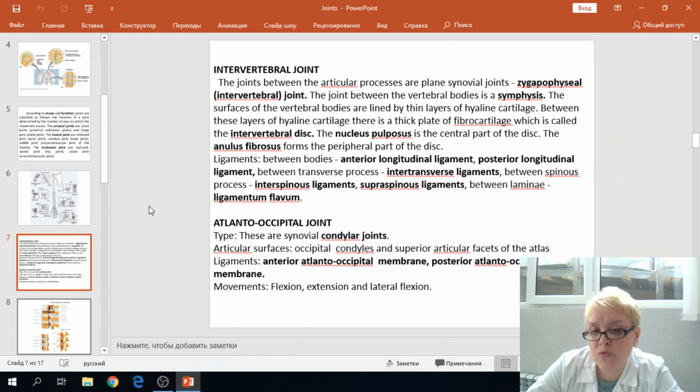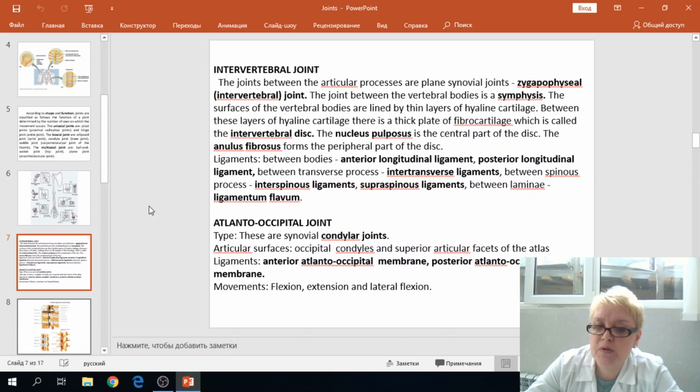The nucleus pulposus is the central part of the disc, and the annulus fibrosus forms the peripheral part of the disc. The ligaments of this joint: between bodies, we have the anterior longitudinal ligament on the anterior part of the bodies, and the posterior longitudinal ligament on the posterior part of the vertebral bodies, inside the vertebral canal.